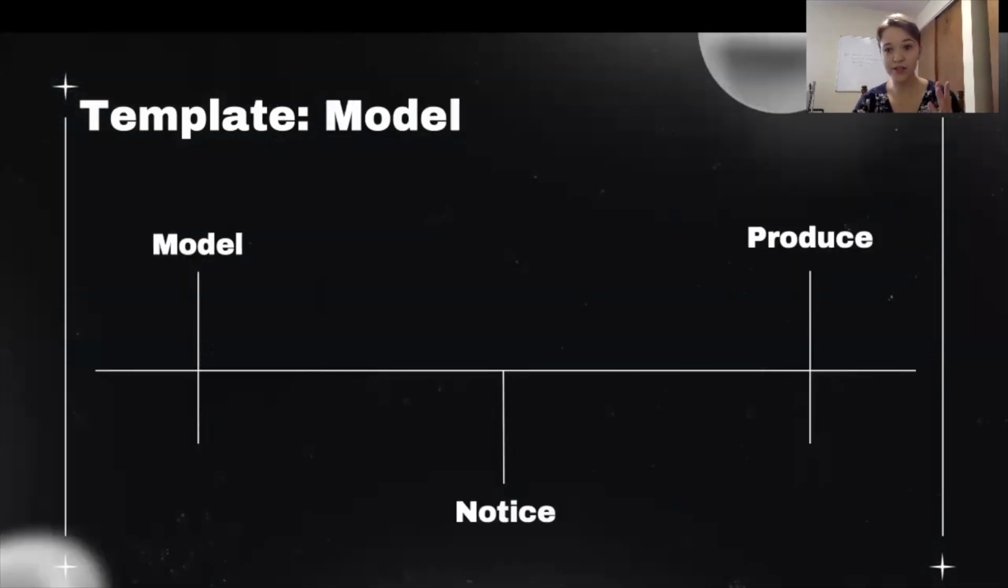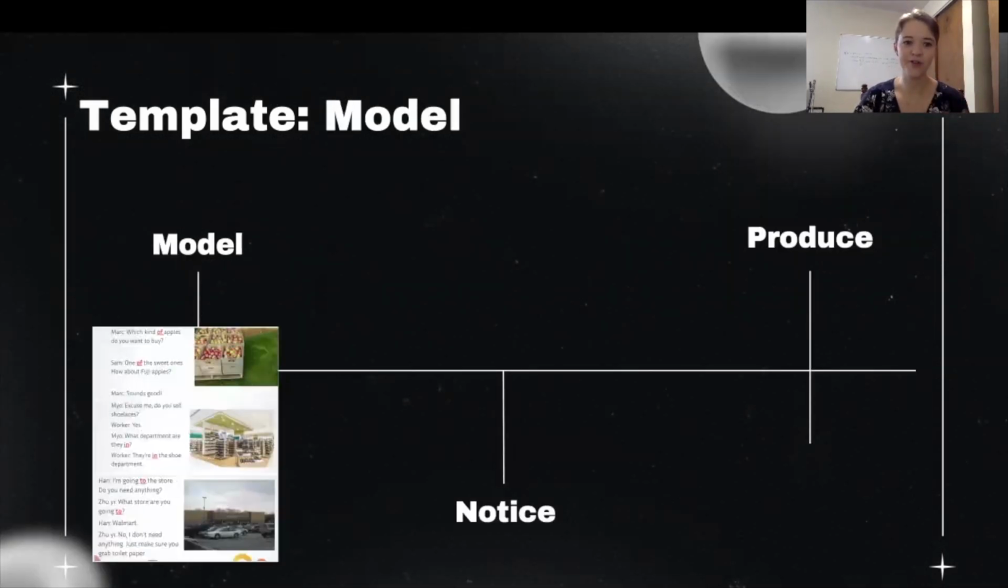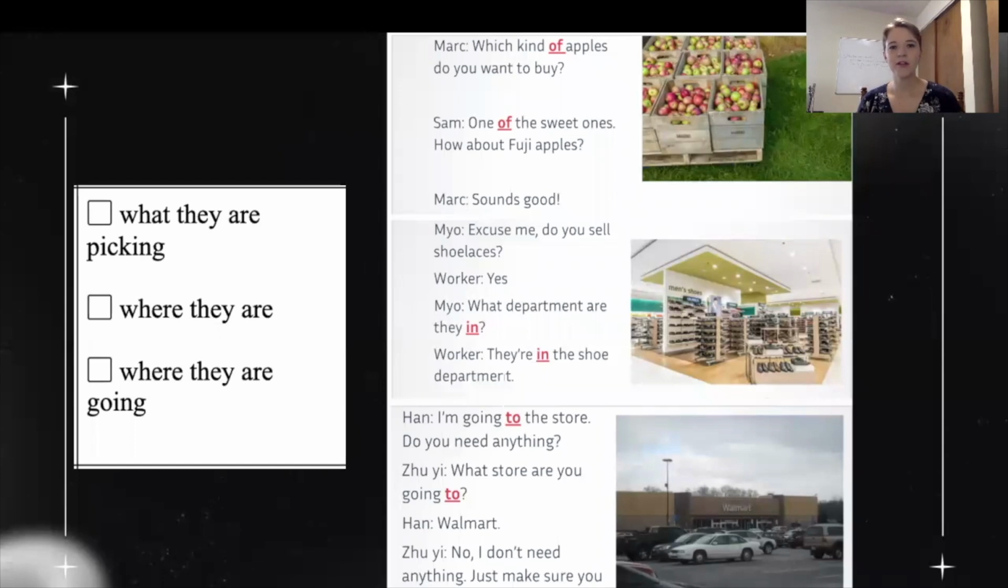So the first step of the template, as I mentioned, is the model. And so in this model, students are reading through these example dialogues, and then they have to decide whether they were talking about what they are picking, where they are, or where they are going. So in this first example, Mark says, which kind of apples do you want to buy? And Sam says, one of the sweet ones. How about Fuji apples? Mark says, sounds good. The correct answer for this first example would be what they are picking.